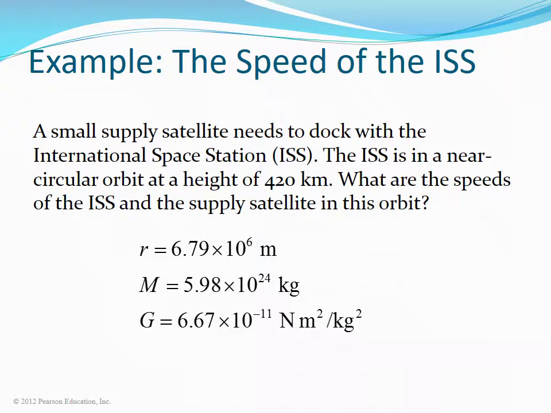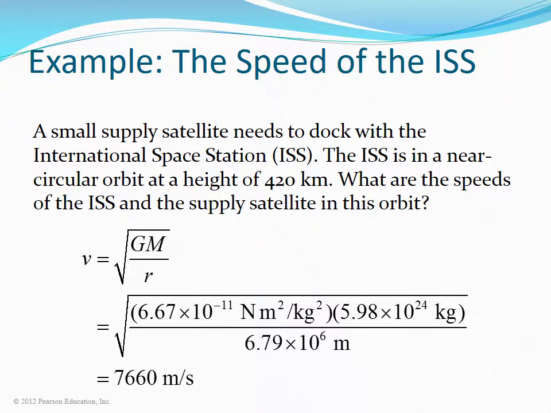We just found the radius. The mass of the Earth is 5.98 times 10 to the 24 kilograms, and we know the gravitational constant. Substituting these values into the orbital speed equation, we find a speed of 7,660 meters per second, which is about 17,000 miles per hour.